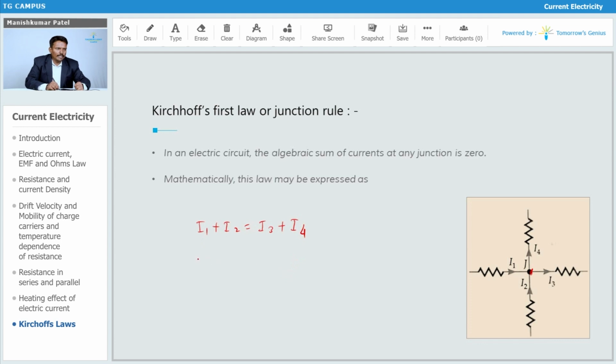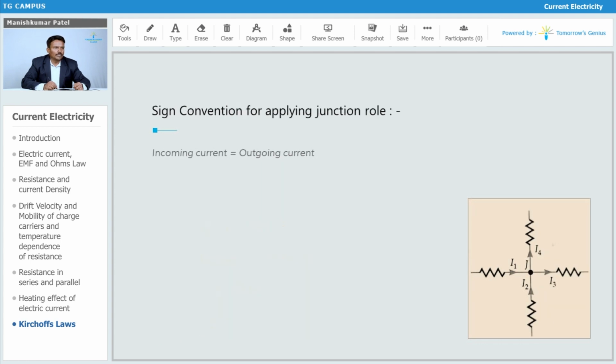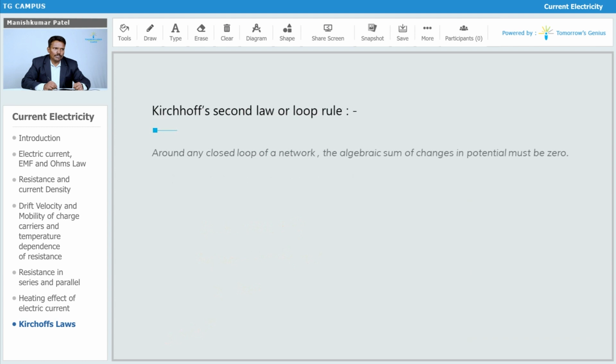According to the sign convention, if the current is moving towards the junction, consider it positive. If it is leaving the junction, consider it negative. In this way, I1 plus I2 minus I3 minus I4 has to be equal to 0. That is, the sum of ΔI equals 0. This is how we write Kirchhoff's current law: the incoming current is the same as the outgoing current.